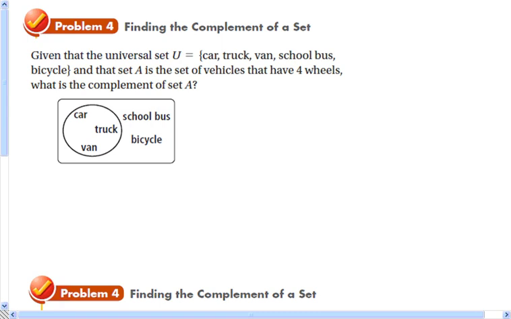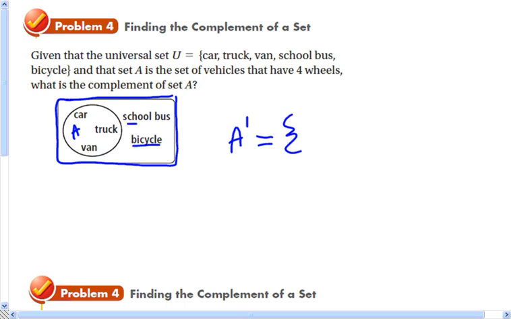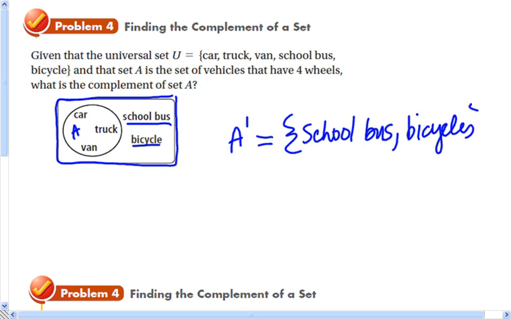All right. Finding the complement of a set. The universal set is everything you see in this rectangle. All vehicles. Set A is the set of vehicles that have 4 wheels. That's inside the circle. What is the complement of set A? So the complement of set A, written A prime, and in roster form is everything that's not in A, and that would include the school bus and bicycle. That's the complement of A.